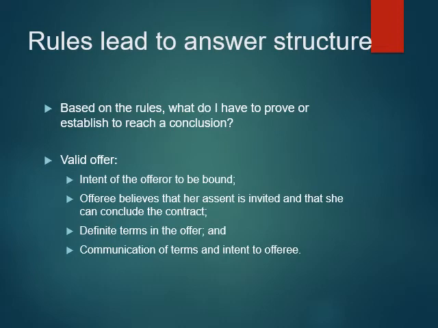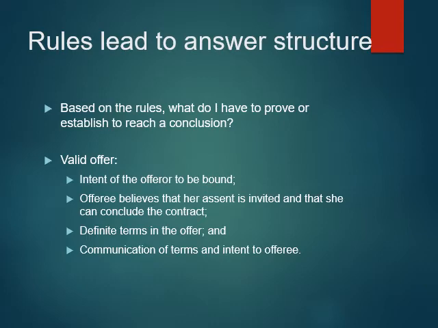And my transitions, once again, are questionable. But now we're into the analysis. They lead to the exam answer structure. Based on the rules, what do I have to prove or establish to reach a conclusion?